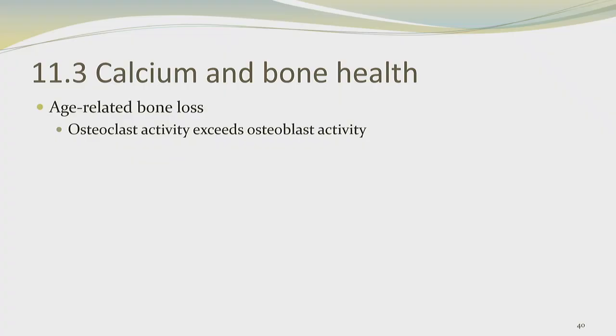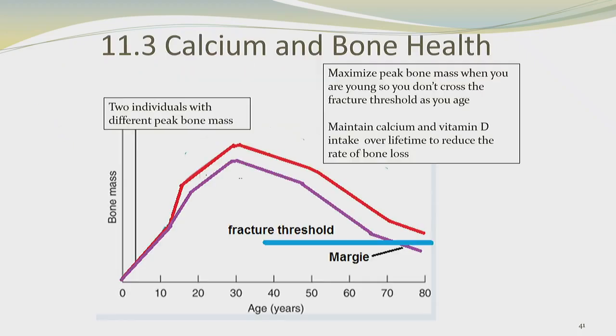So metabolically, what is happening with age-related bone loss in the elderly life stage is that osteoclast activity is now exceeding osteoblast activity. Osteoclasts are the ones that are breaking down the bone, responsible for resorption, and that now is exceeding the activity of osteoblasts, and that is why we see a decline as one ages. So keep in mind that a certain amount of age-related bone loss will happen regardless.